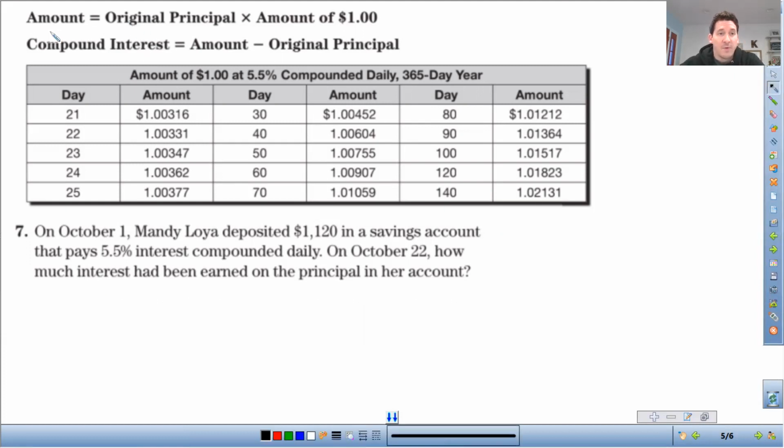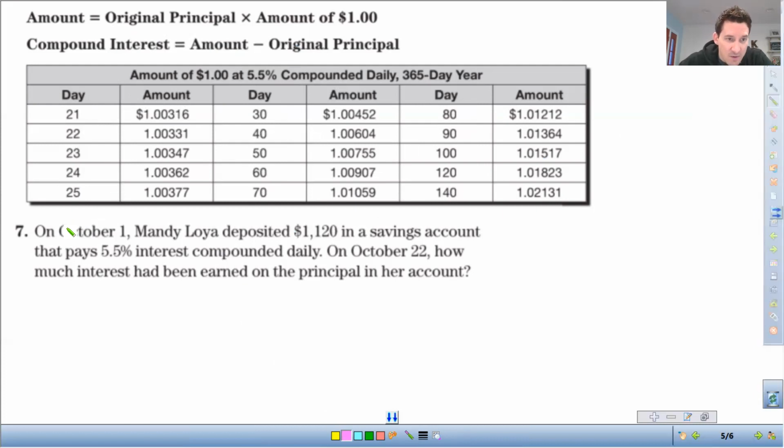The formula that we use up here is the amount for $1. That's going to be how much is in the account after we just do the principal times the table value. And then if it's asking for how much interest is earned, you need to subtract the original principal from the amount you found. So how you do this? We need to figure out the table value. Notice it's how many days. So there's a bunch of different columns, and then the amount for the day.